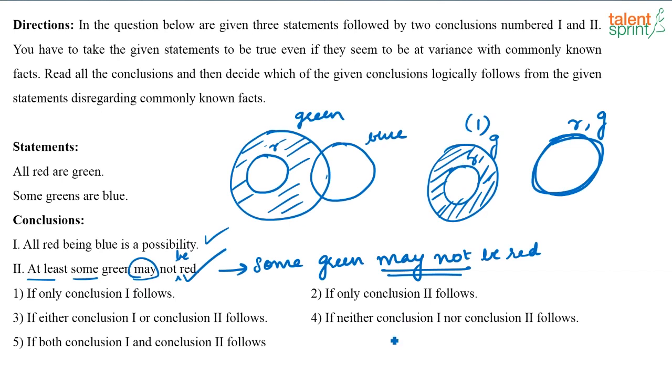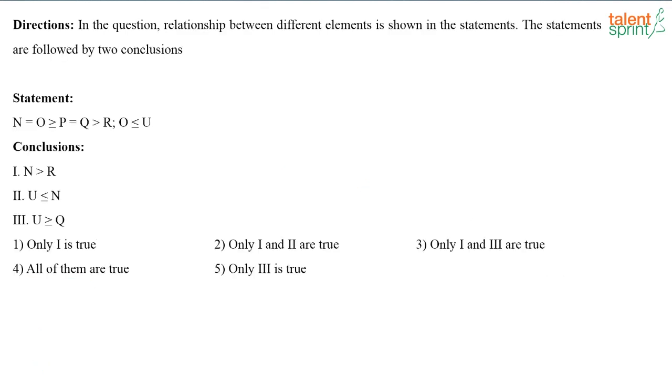So what is your answer here? Both conclusion 1 and 2 follow. Option 5 will be your answer. "Some green may not be red" is true. "Some green may be red" is false, because some green is definitely red. It's not a possibility, it's a definite conclusion. So both the conclusions follow here. Option 5 is your answer.